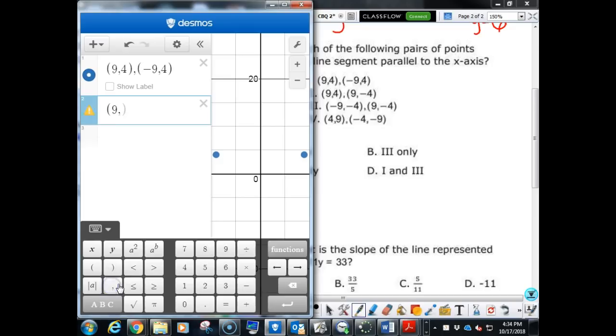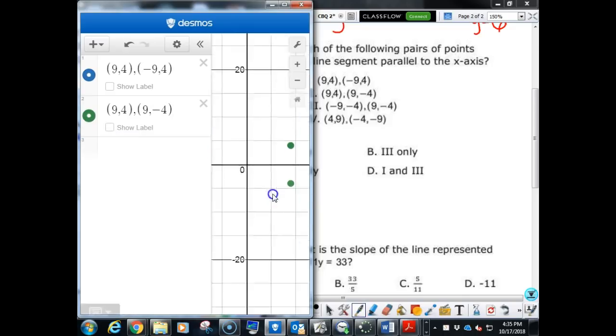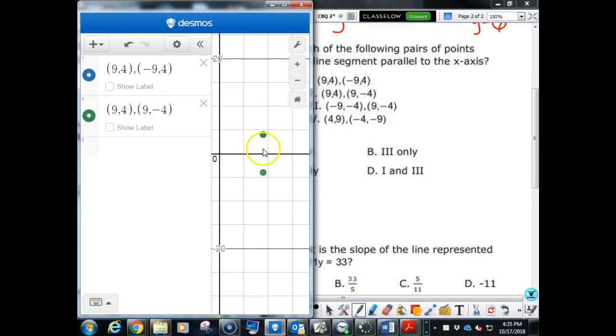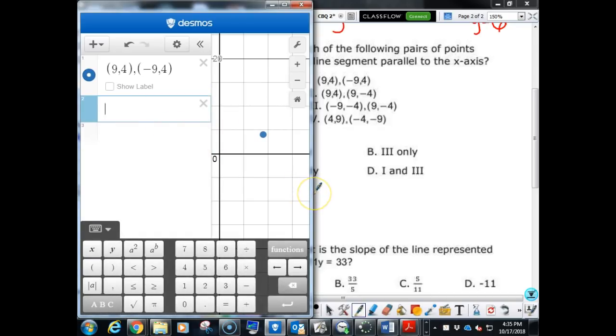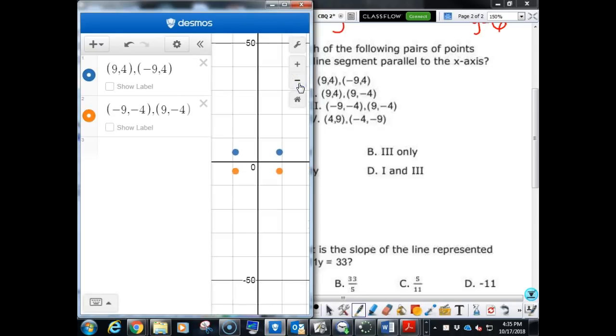If I would do 9, 4, 9, negative 4. Okay, if you notice, this line would be up and down, and that's parallel to the y-axis. So that one's incorrect. Let's do 3. So I have negative 9, negative 4, 9, negative 4. Zoom out again. If I draw a line here, it's going to be horizontal and it's going to be parallel to this x-axis. So that one's good.